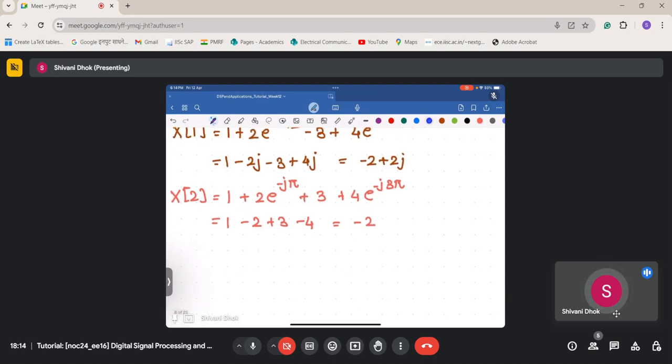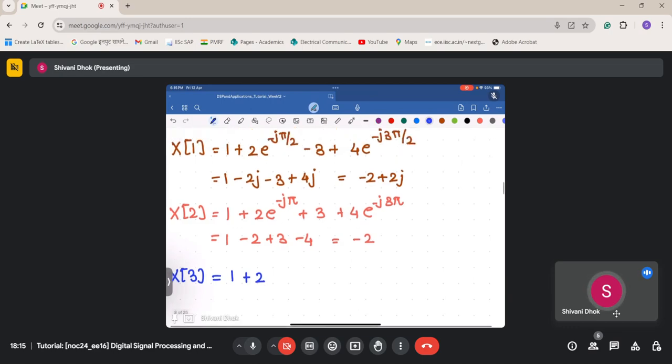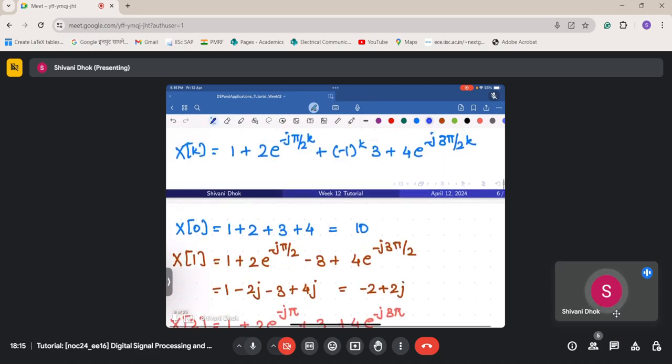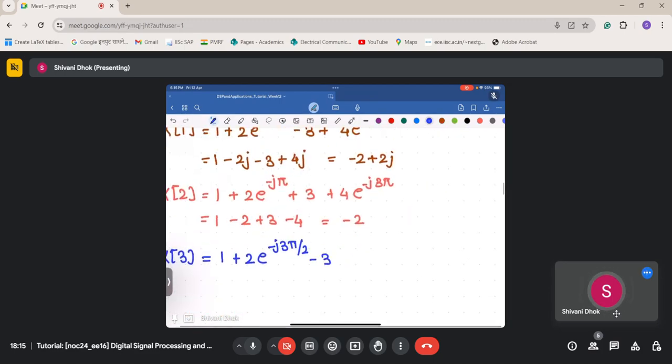Then at the end we have x of 3. This comes out to be equal to 1 plus 2 into e power minus j 3 pi by 2, minus 1 to the power 3 is minus, so minus 3, plus 4 into e power minus j 9 pi by 2. This is equal to 1 plus 2j minus 3 minus 4j, and this is equal to minus 2 minus 2j.